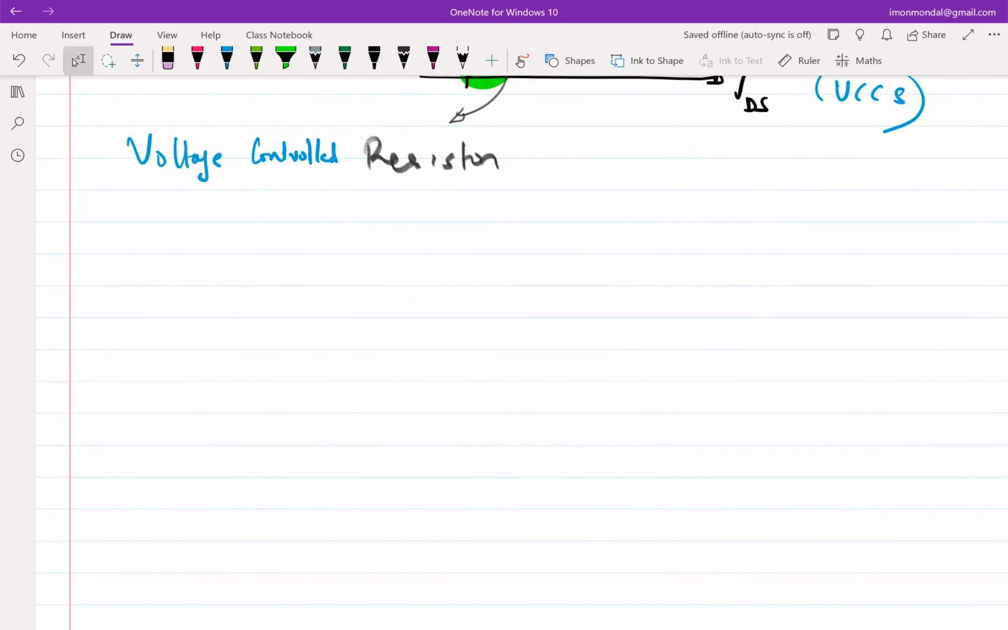So now, recall, why are we doing all these things? We are essentially doing all these things because ultimately our goal is to make an amplifier. So how do we make an amplifier? Let's start off with this vanilla MOSFET.